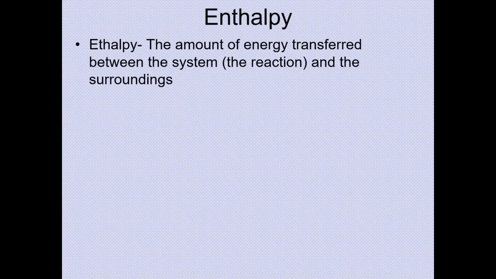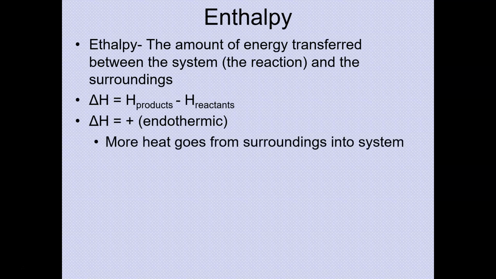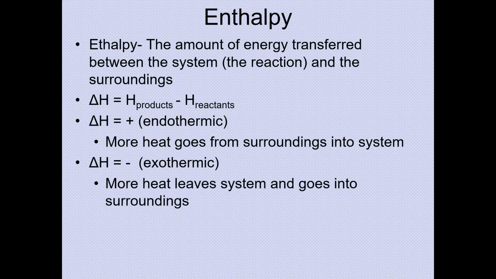So let's talk a little bit more about enthalpy. Enthalpy is the amount of energy transferred between the system, the reaction, and the surroundings, the environment that we live in. So delta H is the products minus the reactants. If we have a positive delta H, we know that our reaction is endothermic, meaning more heat goes from the surroundings into the system. And we can also have a delta H that's negative, which makes the reaction exothermic. And this means that more heat leaves the system and goes into the surroundings. So it's giving off heat as opposed to taking in heat.